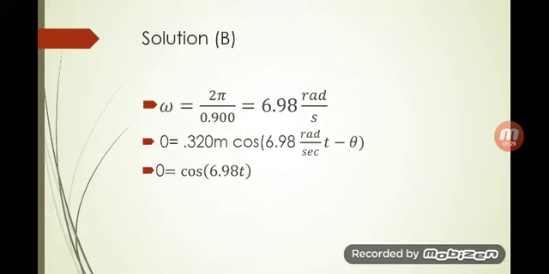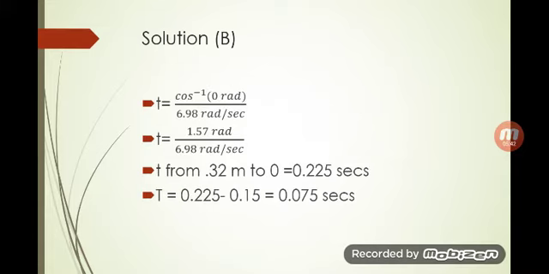For the second interval, our angular velocity is still the same, except this time x equals 0. So cosine 6.98t equals 0, and cosine is 0 at pi over 2. So we know where this is going. Pi over 2, with pi being 3.14, is 1.57 rad, divided by 6.98 rad per second. You can cancel out rad, and then you get 0.225 seconds.